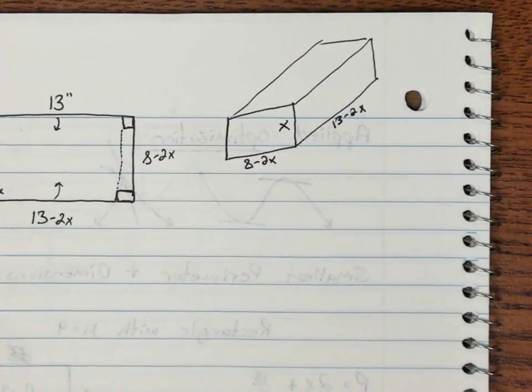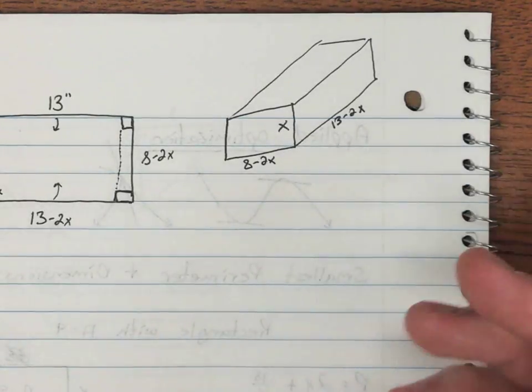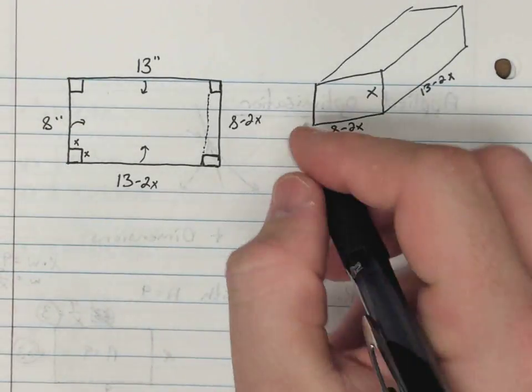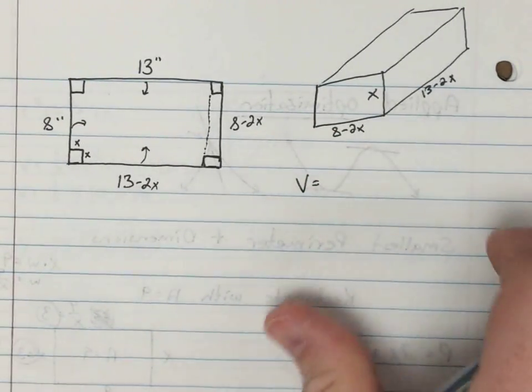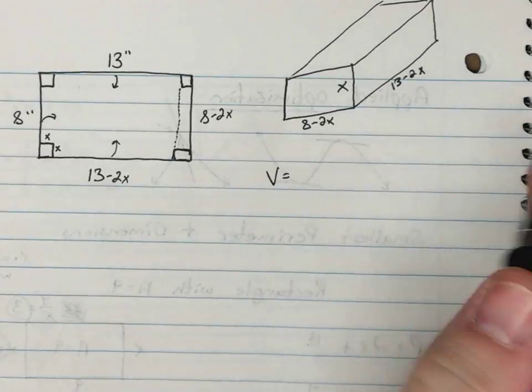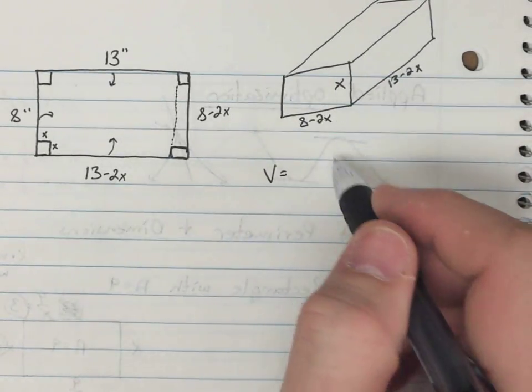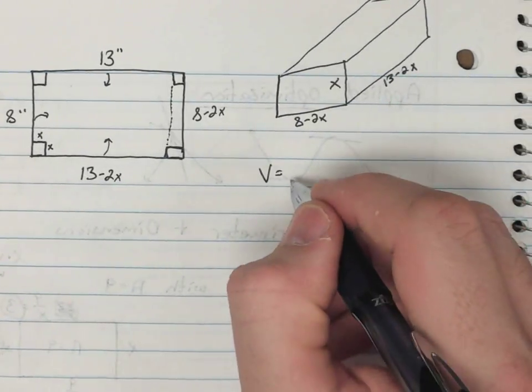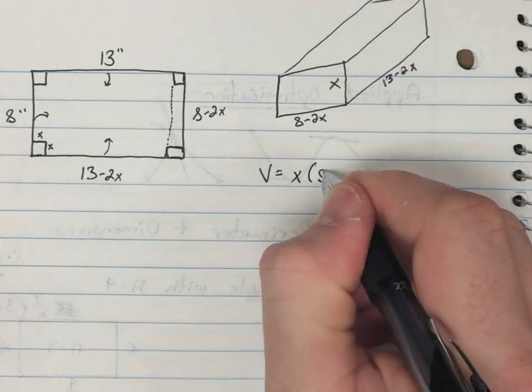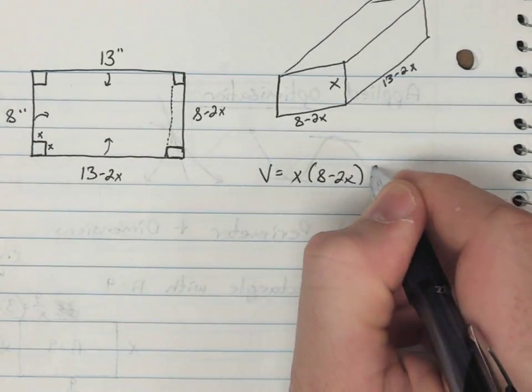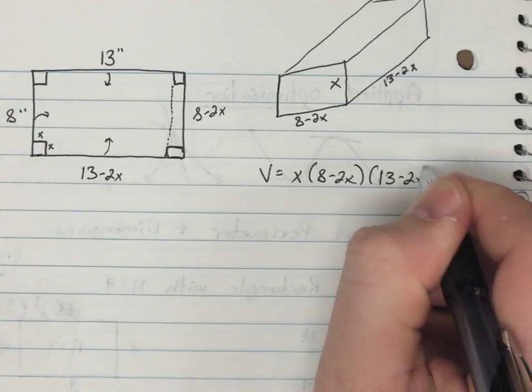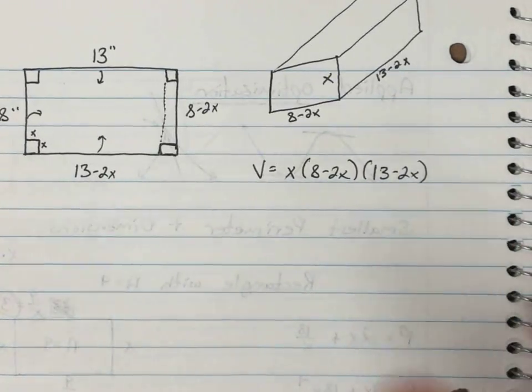We want to maximize volume. We want the volume that's going to be largest. How big of an X do we need to maximize volume? So first off, let's find a formula for volume. Length times width times height, or the area of the base times the height. So that'd be X times 8 minus 2X times 13 minus 2X. That's the formula for volume.